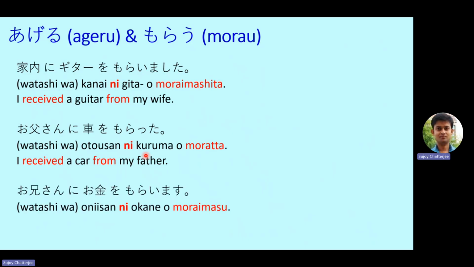Oniisan ni okane o moraimasu. Oniisan means elder brother. Oniisan ni okane. Okane means money, in general terms. So moraimasu means I get or I receive money from my elder brother. These two were past tense forms, and this is the present tense form. That means I keep getting, on a daily or regular basis, money from my elder brother. That means my elder brother gives me pocket money. So watashi wa oniisan ni okane o moraimasu.